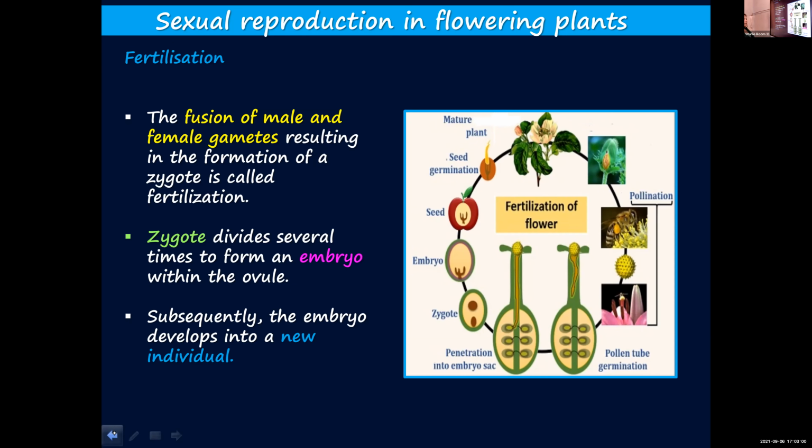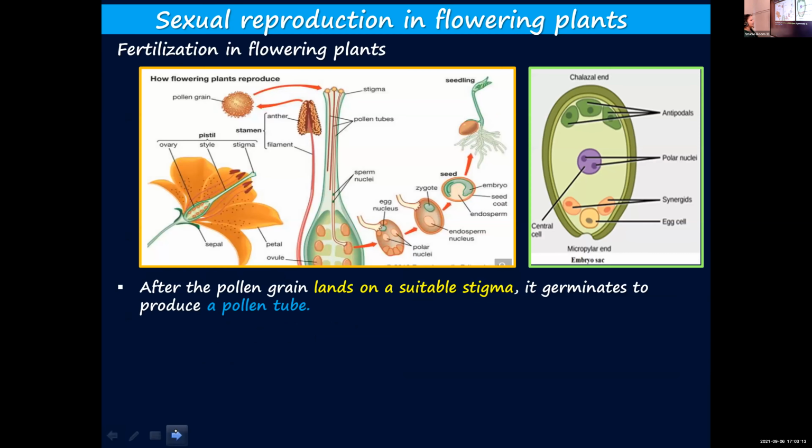Okay. Zygote is formed, and once the zygote has formed, it will change into an embryo, and from the embryo, a new individual will be formed. After the pollen grain lands on a suitable stigma, it will germinate and form a pollen tube. Children, you know that it is inside the pollen grain that our male gametes are there. So if fertilization has to take place, it should fuse with the egg.